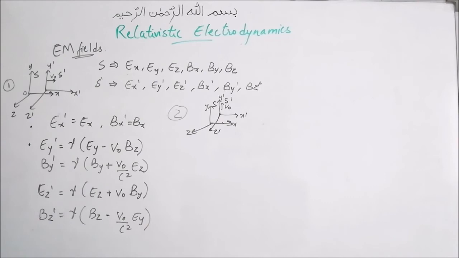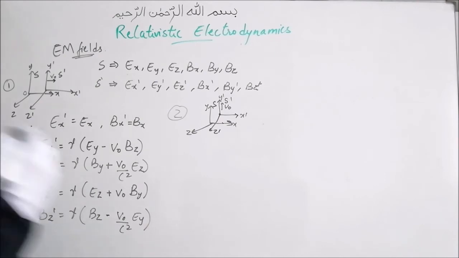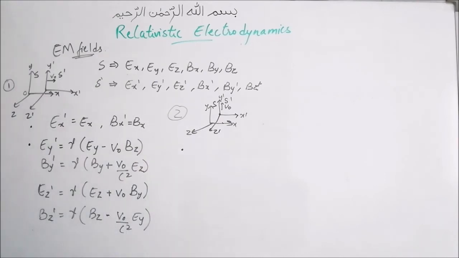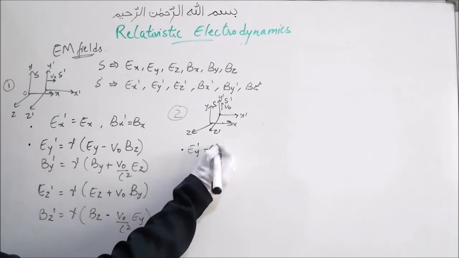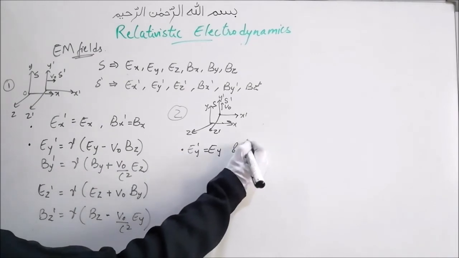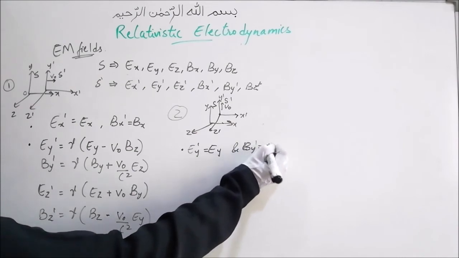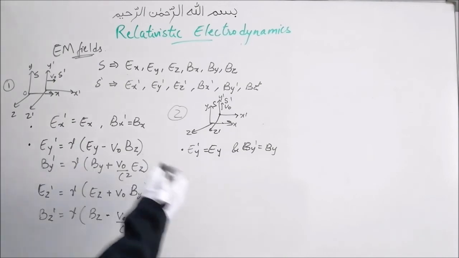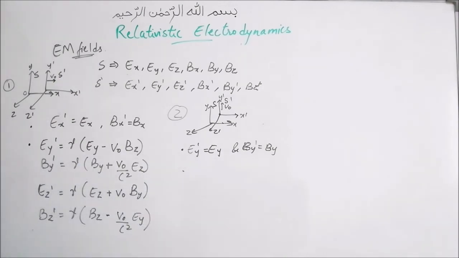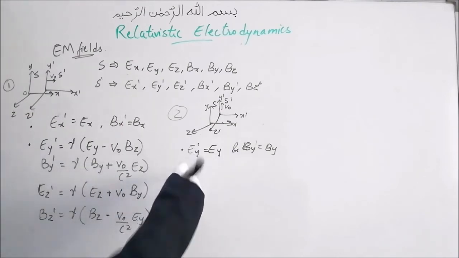So again, the parallel component of the electric and magnetic field will not change. Parallel component means that component of electric and magnetic field which is parallel to the direction of the motion of the frame. That is, Ey dash will be equal to Ey and By dash will be equal to By. But the perpendicular components, they will change. So what will be the perpendicular components here? Here now we have to move in cyclic order. Therefore, after Y we will get Z.